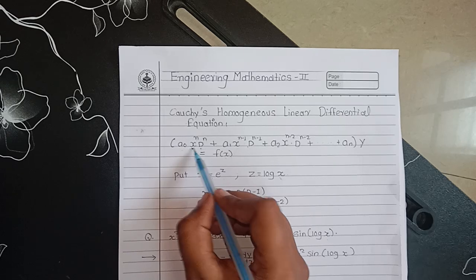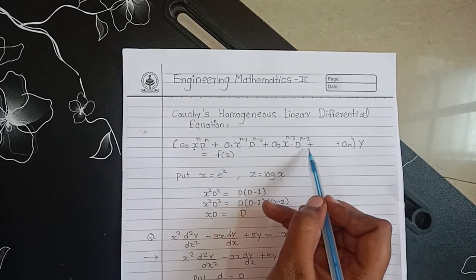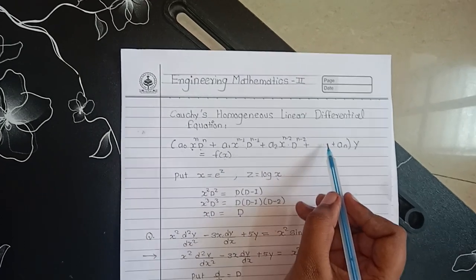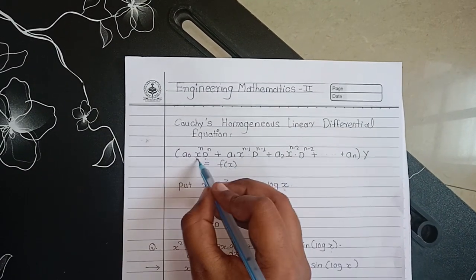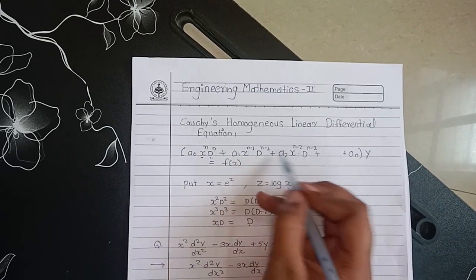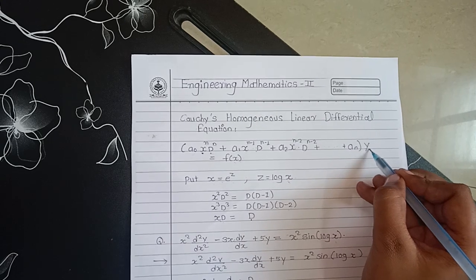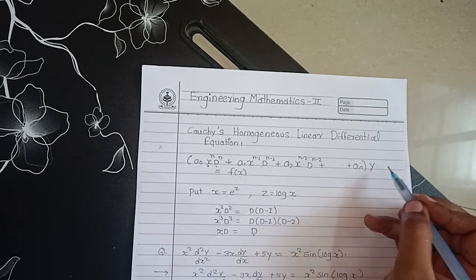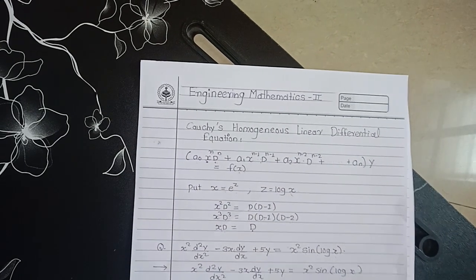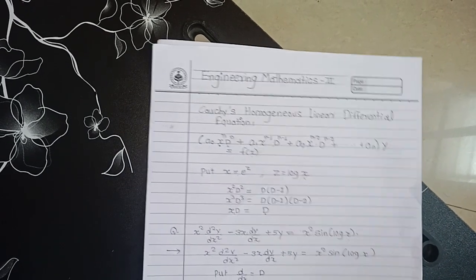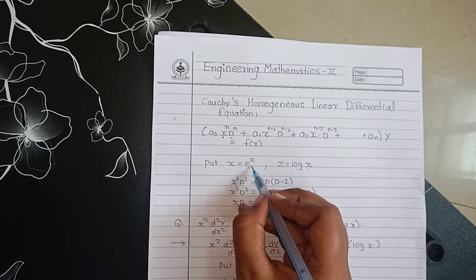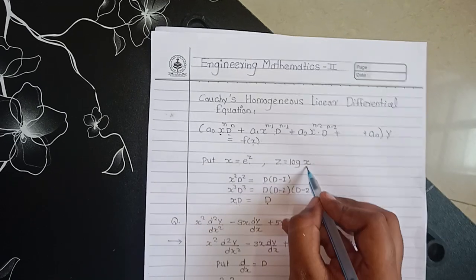If the variable x comes in multiplication with derivative terms, and a0, a1, a2 and other constant terms also come in multiplication with x and D, and the power of x and D are the same, here n, decreasing by 1 continuously, and y is taken as common from the whole given differential equation, which is equal to f of x, then we can say that the given differential equation can be solved by Cauchy's theorem, in which we put x is equal to e raised to z and z as log of x.